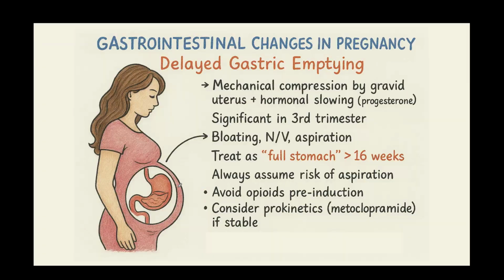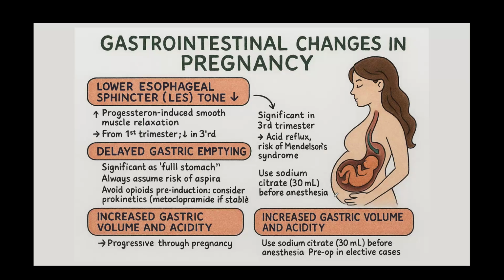There is also delayed gastric emptying, due to the mechanical compression of the gravid uterus and the hormonal slowing of gastric emptying by progesterone. It is so significant in the third trimester, leading to bloating, nausea and vomiting, and high risk of aspiration. Always treat as a full stomach after 16 weeks of gestation. Always assume risk of aspiration. Avoid opioid pre-induction unless necessary. Consider a prokinetic, for example metoclopramide, if stable or suitable.